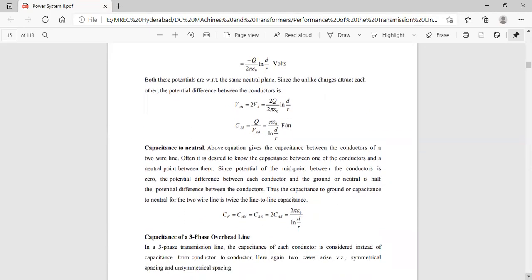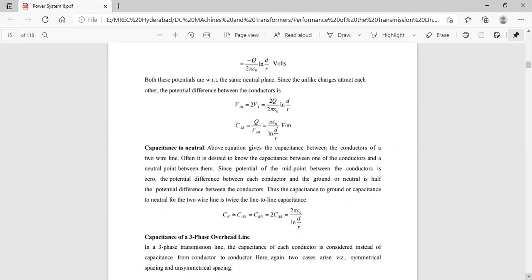Now we will see what is capacitance to neutral. The above equations give the capacitance between the conductors of a two-wire line. Often, it is desired to know the capacitance between one of the conductors and a neutral point between them. Since the potential of the midpoint between the conductors is 0, the potential difference between each conductor and the ground or neutral is half the potential between the conductors. Thus, the capacitance to ground or capacitance to neutral for the two-wire line is twice the line-to-line capacitance.